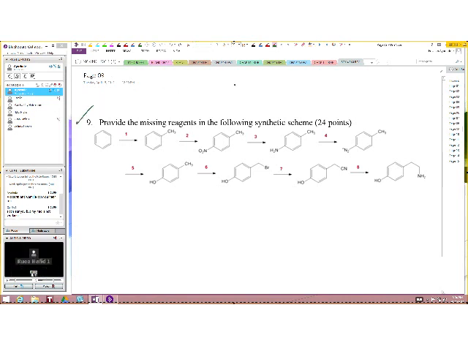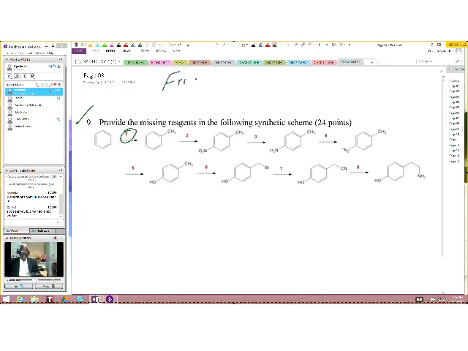Provide the missing reagents in the following synthetic scheme. Okay, very good, but don't go yet. Just turn on your mic again. Okay, I need your help in doing some of these problems here. Now what do we need to do for this first sequence? You would go from benzene to toluene. Friedel-Crafts alkylation.